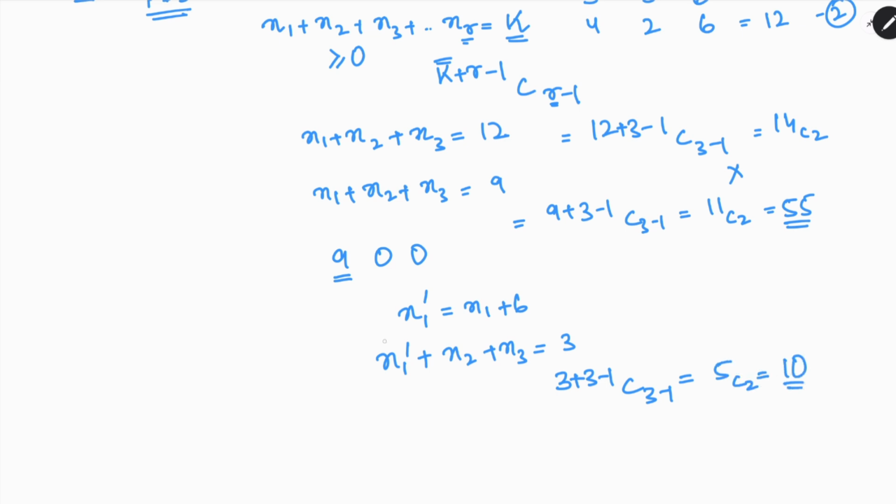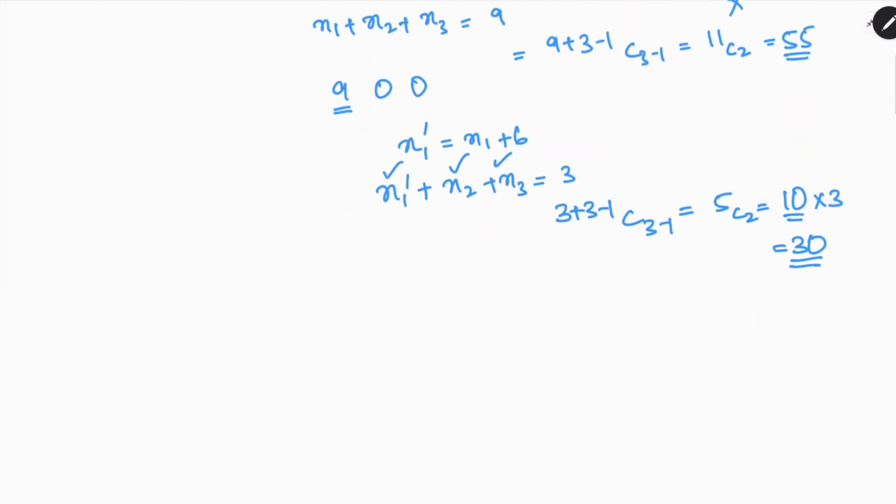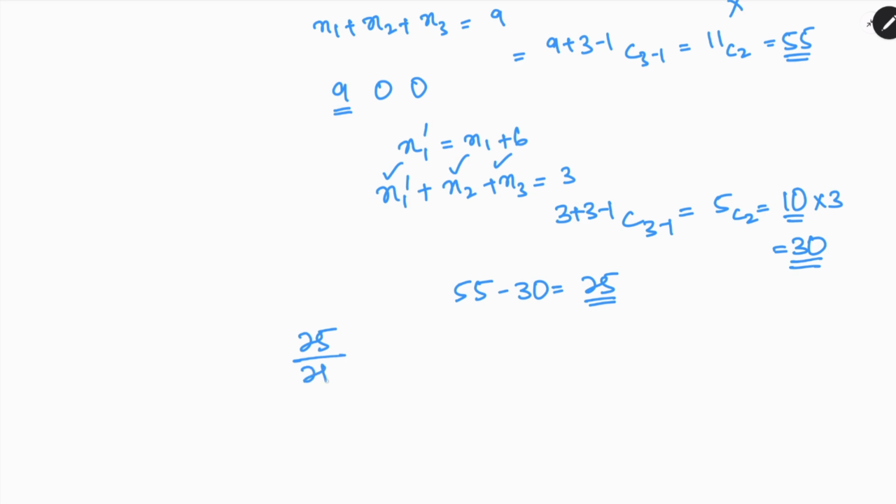Now we can have this for all the 3 dice, so we'll simply multiply it by 3. So we have 30 cases that are extra. So the total number of required cases for our question is equal to 55 that we have got initially minus 30, that is 25. So in 25 possible ways we can get a sum of 12 by rolling 3 dice. So what is the probability? It is equal to 25 by 216, and that is our answer.